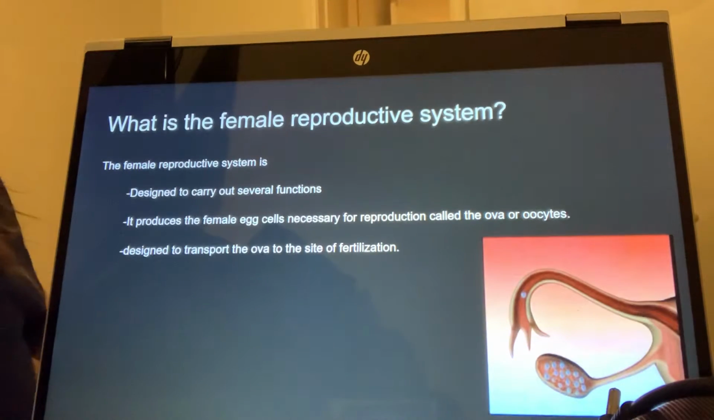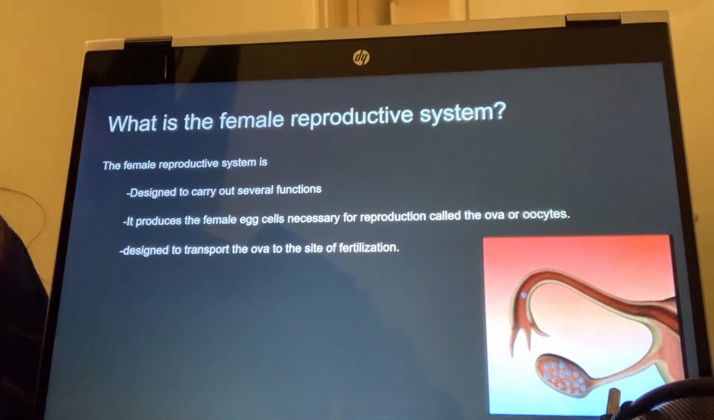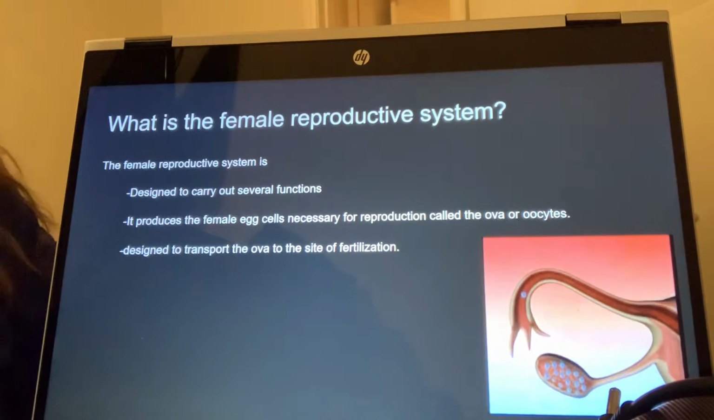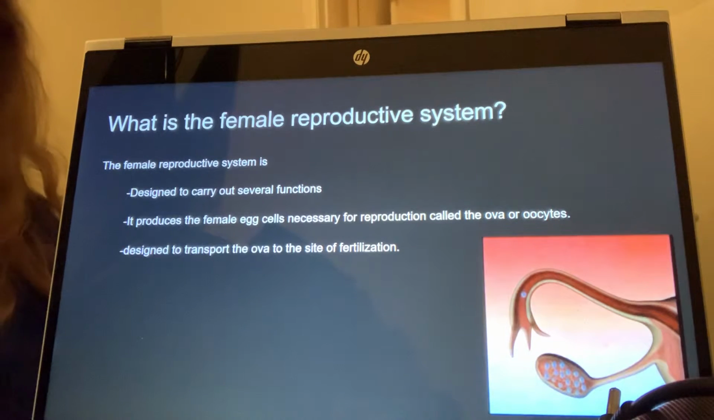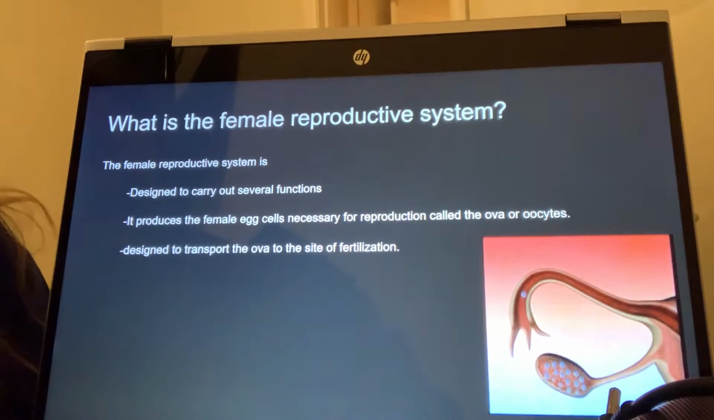What is the female reproductive system? The female reproductive system is designed to carry out several functions. It produces the female egg necessary for reproduction called the ova or oocytes, and is designed to transport the ova to the site of fertilization, which, if I'm not mistaken, I heard that it was the ampulla where the fertilization takes place. I could be wrong, but all right.